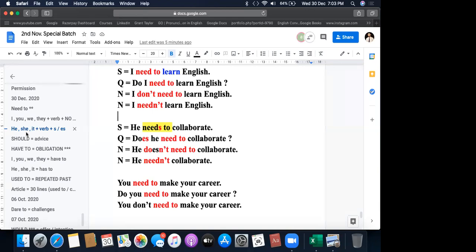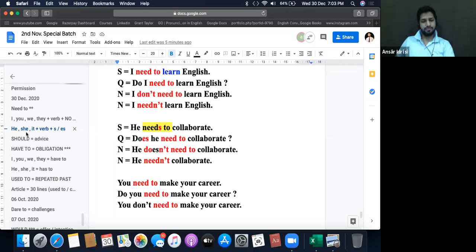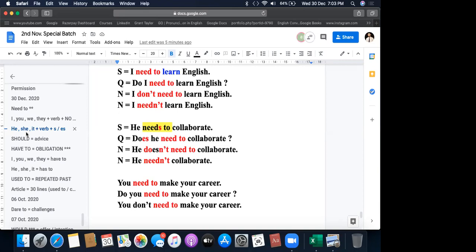Good. We need to stick to our aim. Do we need to stick to our aim? We don't need to stick to our aim. Very good. We need to read the books. Do we need to read the books? We don't need to read the books.